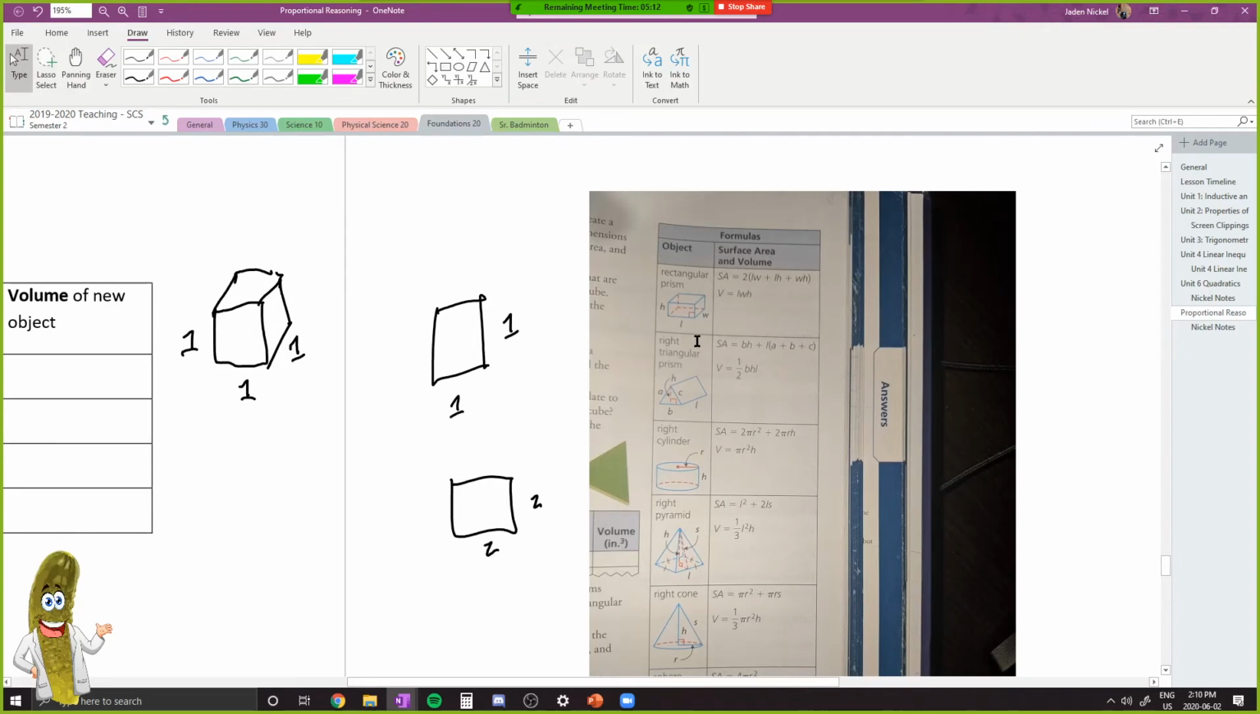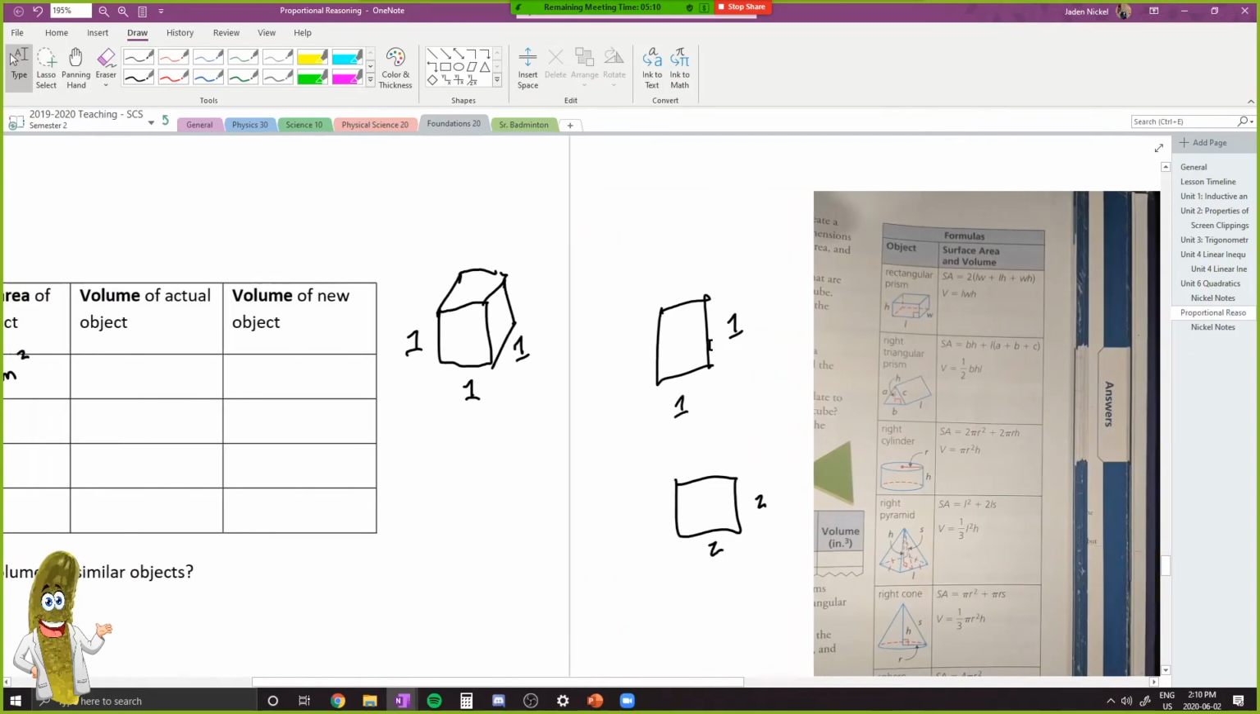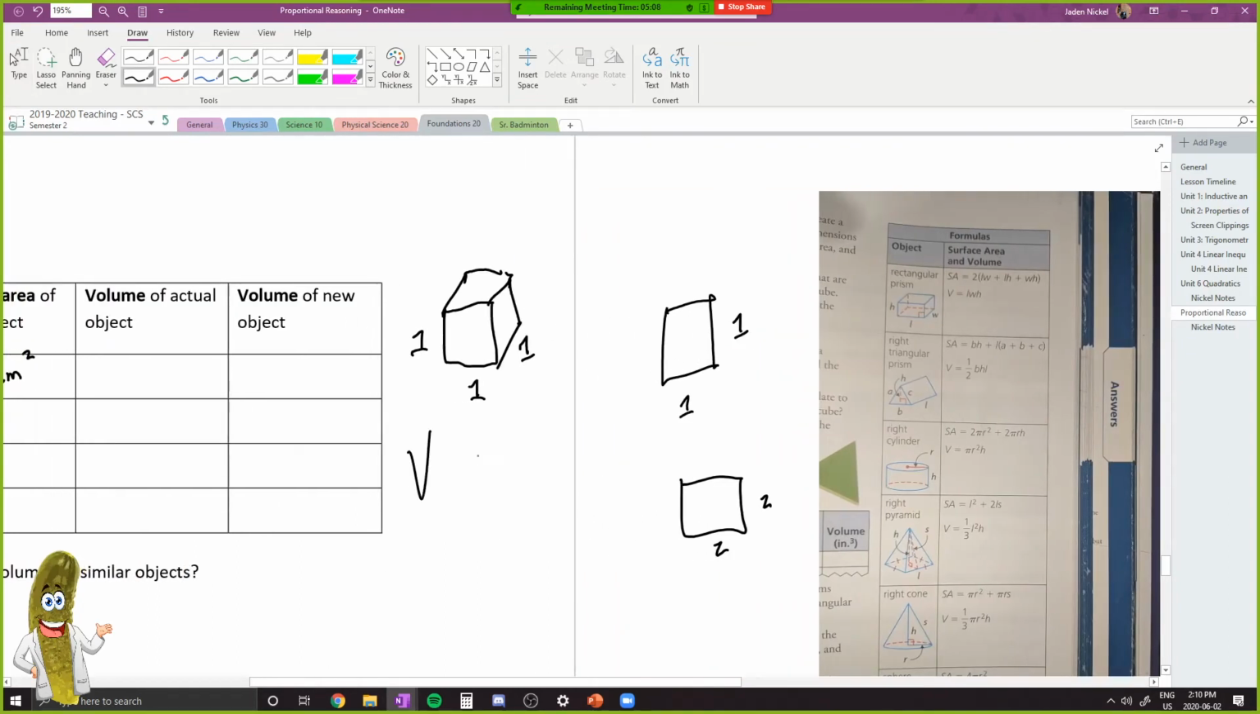We're dealing with a rectangular prism, meaning that to find the volume, we want to go length times width times height. And in this case, it's 1 times 1 times 1, which means that the volume is equal to 1 centimeter cubed. So the volume of the object is 1 centimeter cubed.